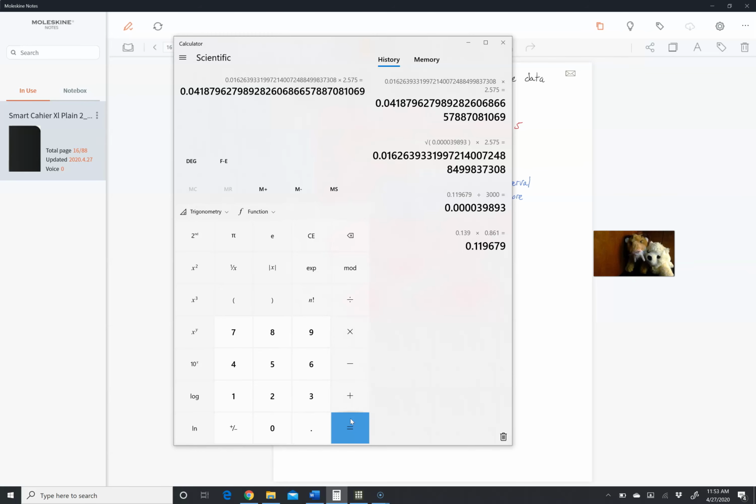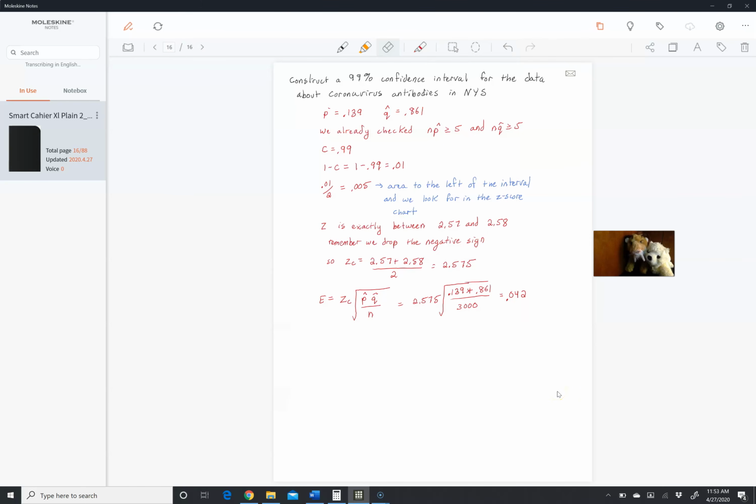Okay. You can even go as far as 0.042. The only reason why I would do 0.042 instead of just 0.04 is because this goes to the third decimal place, so this should go to the third decimal place as well. Okay. So we can construct our interval.